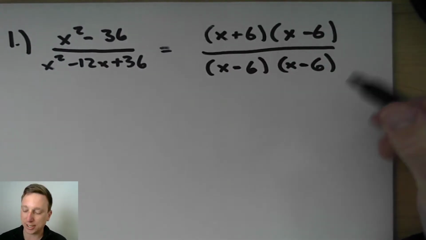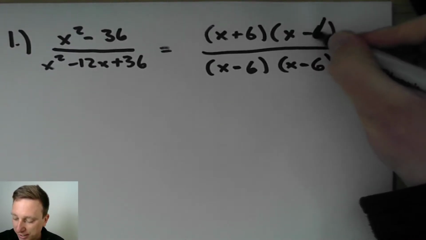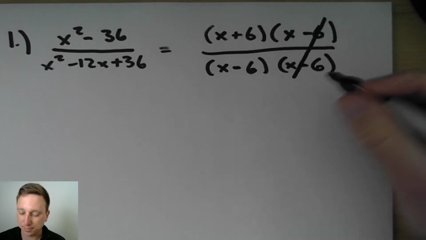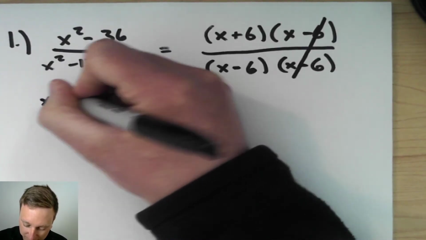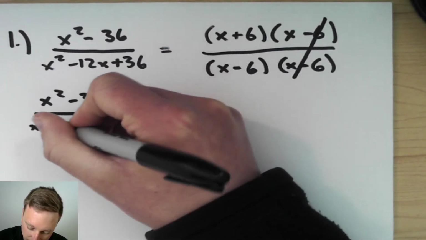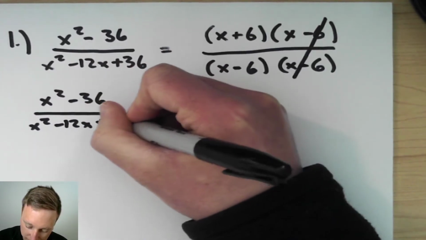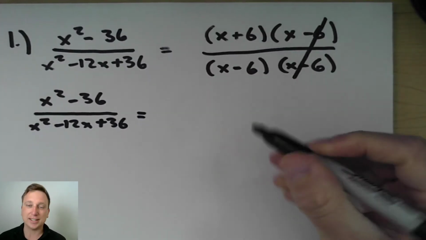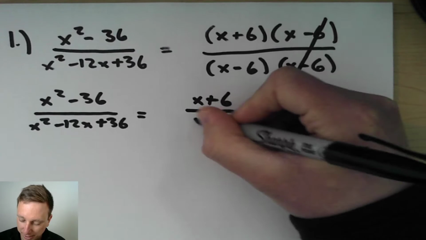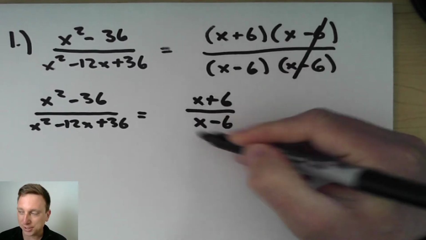So now we can look at this and say, well, there's a common factor of x minus 6 in both the numerator and denominator, so it factors out. So in the end, we can say x squared minus 36 all over x squared minus 12x plus 36 is the exact same thing. It's equal or equivalent to x plus 6 divided by x minus 6. This form's a lot easier to work with.